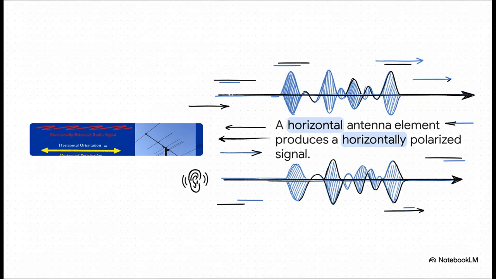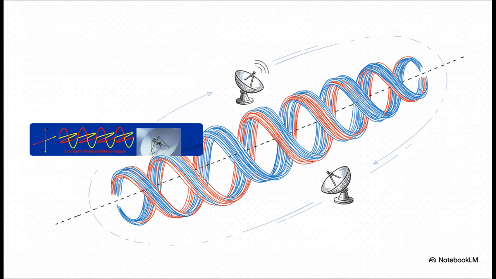Makes sense, right? But here's where it gets really cool. What if you combine both? Well, then you get something called circular polarization, where the signal literally spirals through the air like a corkscrew. And this is absolutely critical for things like satellite communications, where the orientation between the transmitter on the ground and the receiver in space is constantly changing.